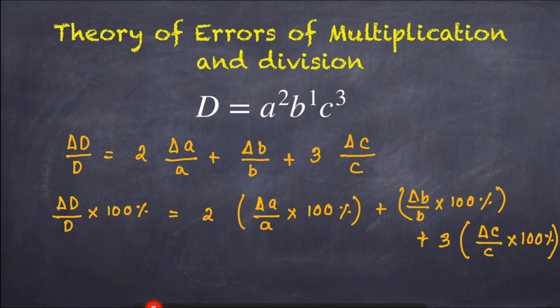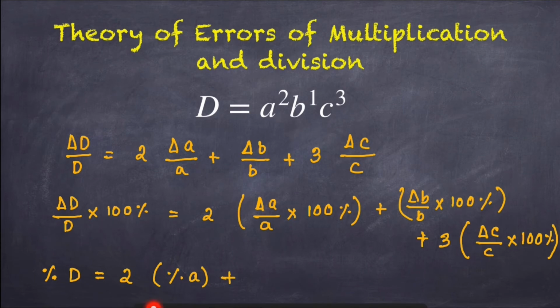Now what is delta D by D into 100%? Delta D is the absolute error in measuring the value of D divided by the measured value of D into 100%. So this is the percentage error of D. So this will be equal to twice of, what is delta A by A into 100%? Delta A is the absolute error in measuring the value of A divided by the measured value of A into 100%, right? So that means this is equal to 2 into percentage error of A, okay, plus.